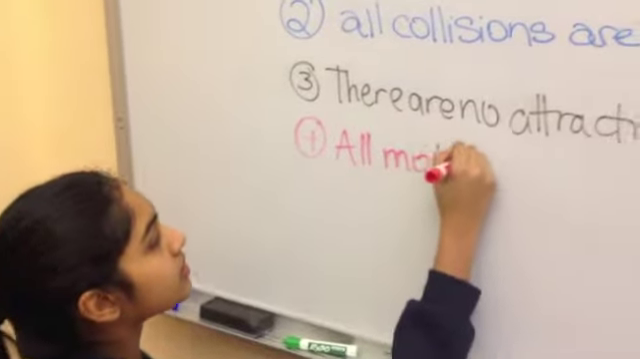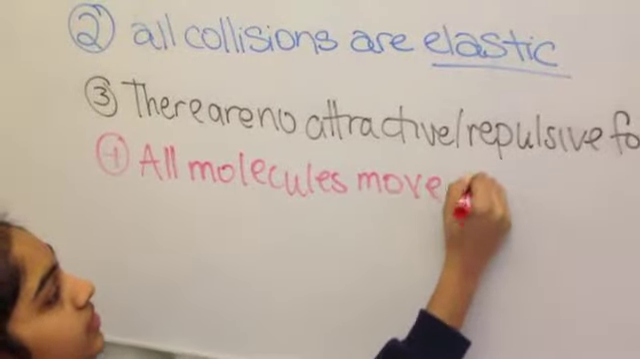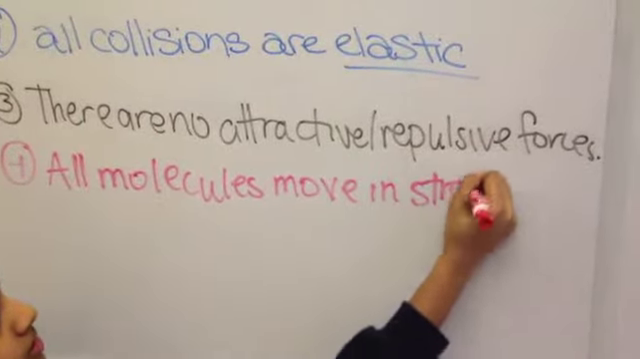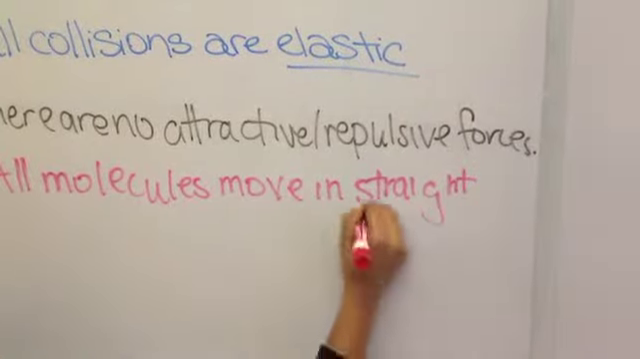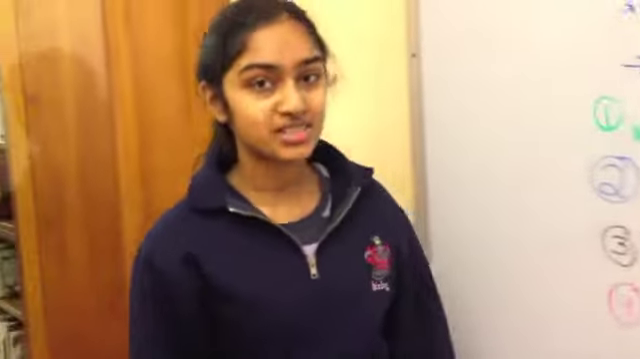All molecules move in straight lines. We know that this isn't true because attractive and repulsive forces cause molecules to curve towards or away from each other. However, we can assume it's true as a result of assuming that the third postulate is true.